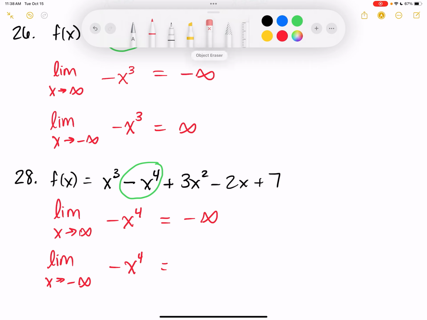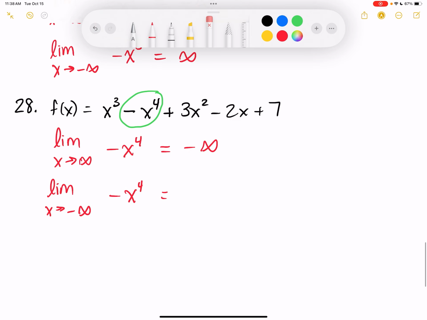If I plug in a really big negative number, what's going to happen? So a negative number raised to an even power is going to become what? Positive, but there's a negative in front, so what's going to happen? Negative. So negative infinity. And those are both the same, so I'm good to go.